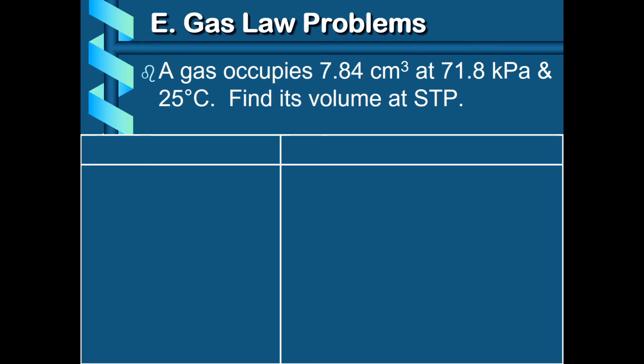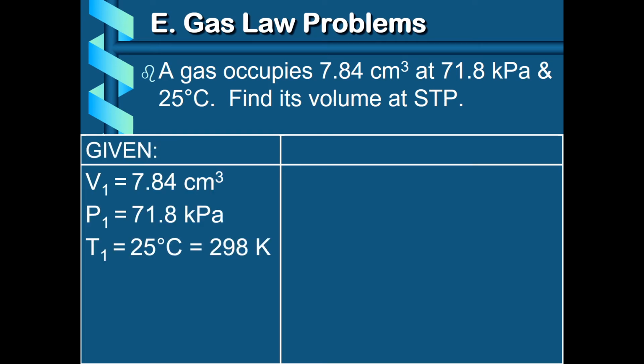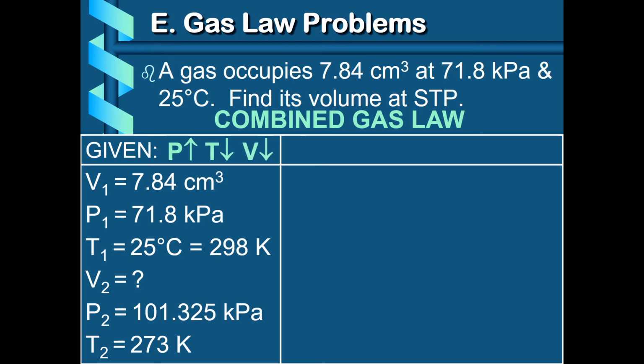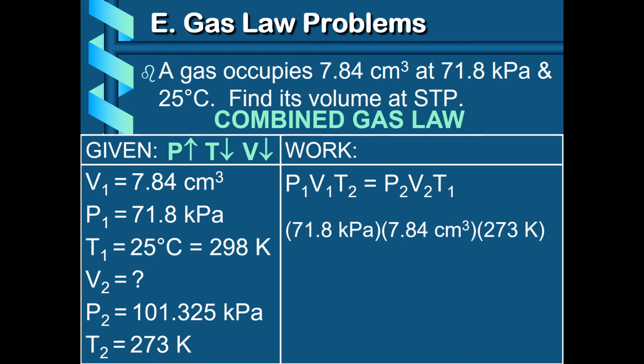So again, they use the alternative formula. Get all your values, convert temperature. This is the combined gas law because it measures all three. We know that as pressure goes up, temperature and volume will go down. So they use this version of it. Nothing cancels out, so you can plug in your variables.